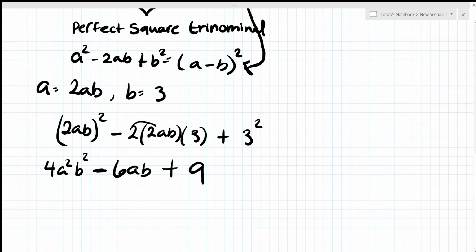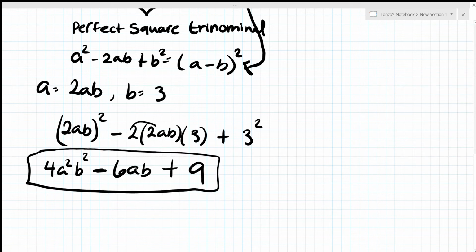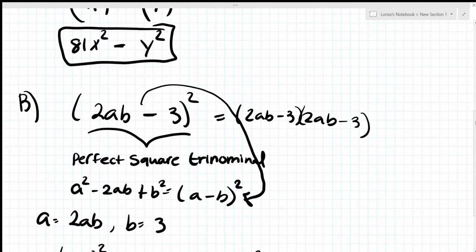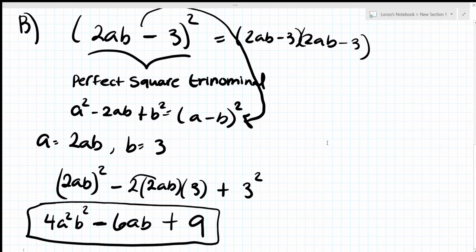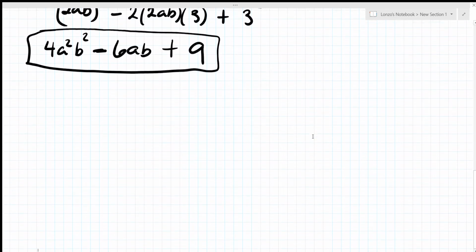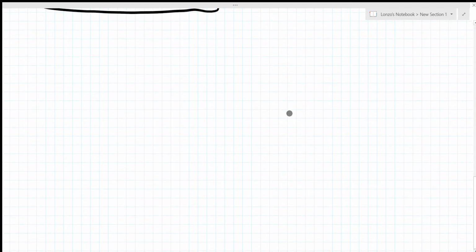So when you FOIL it out, this is what you're going to get. This is pretty much a shortcut if you're interested. If you really don't want to use the shortcut, you could take the long way and FOIL it out individually, and you're going to get the same answer. So that was B. Let's do C.